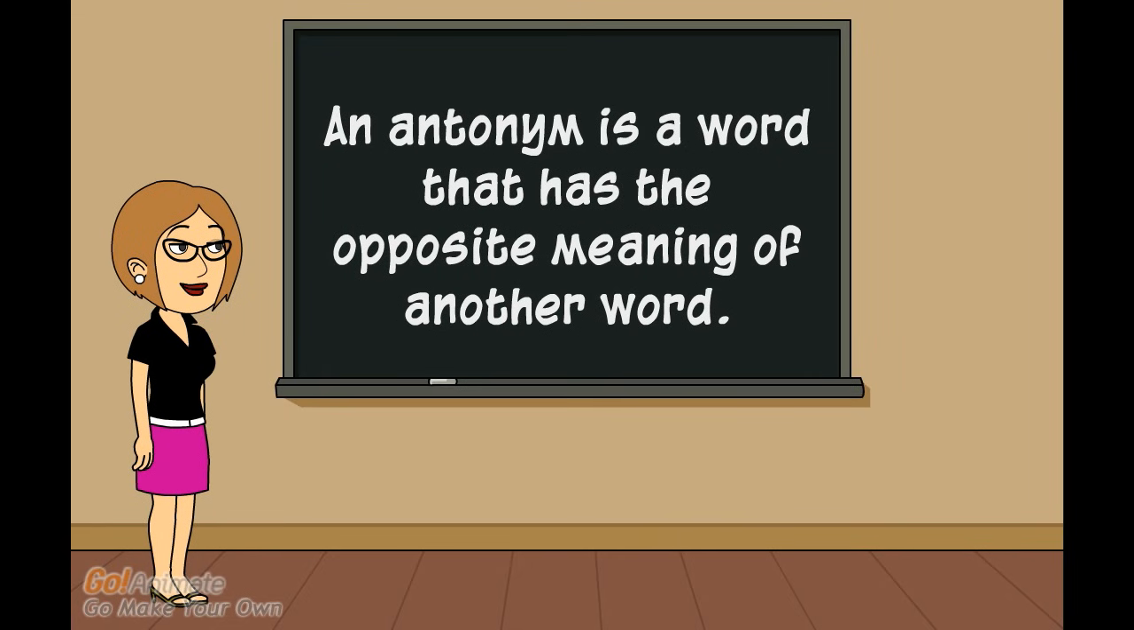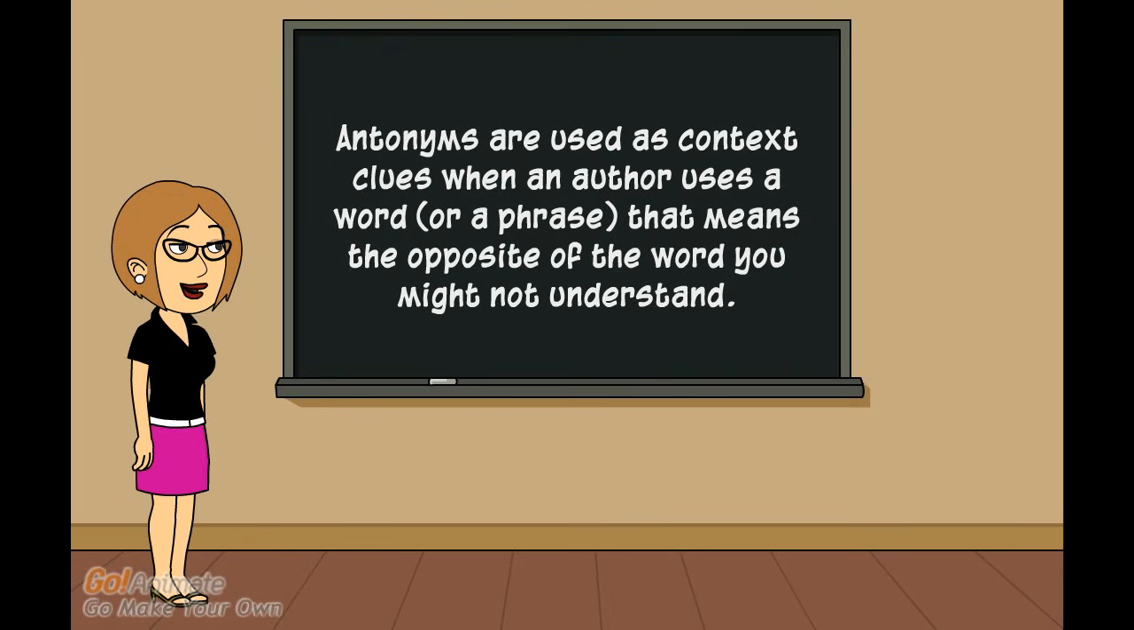The third type of context clue is called an antonym. An antonym is a word that has the opposite meaning of another word. Antonyms are used as context clues when an author uses a word, or a phrase, that means the opposite of the word you might not understand.